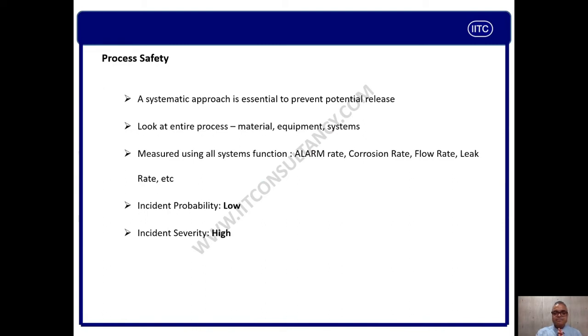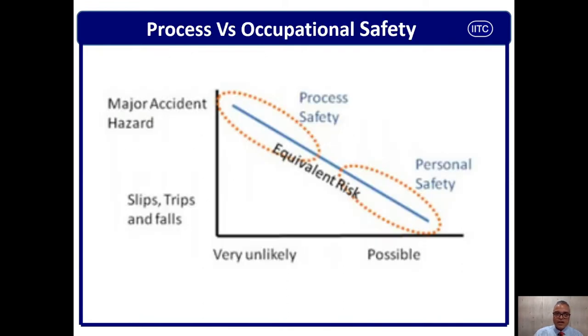Severity in terms of fatality, severity in terms of production loss, severity in terms of reputation loss, severity in terms of financial loss. So guys, let's go ahead. I hope by now you understand the basic concept of occupational safety and process safety. In this slide probably you will have clearer information related to process safety versus occupational safety.